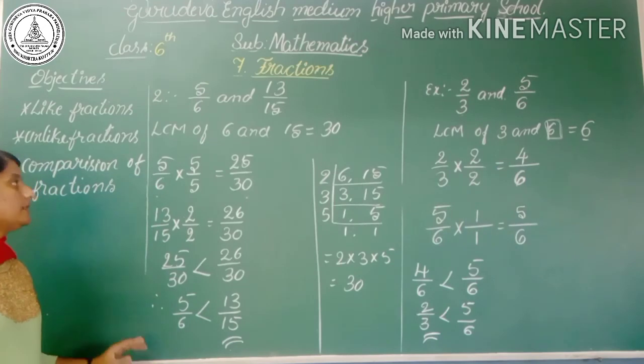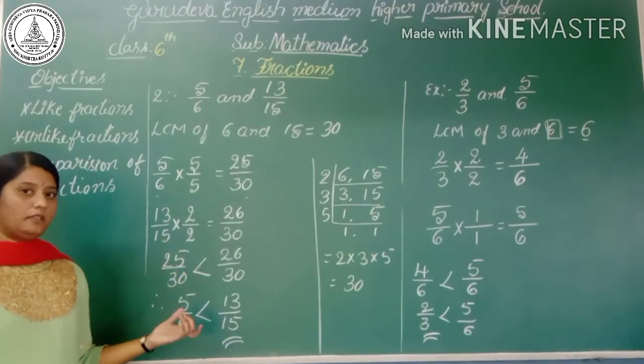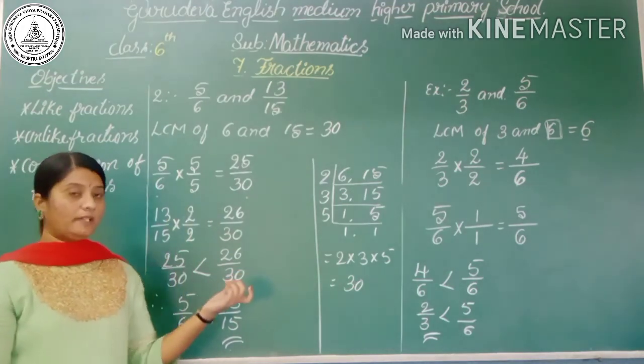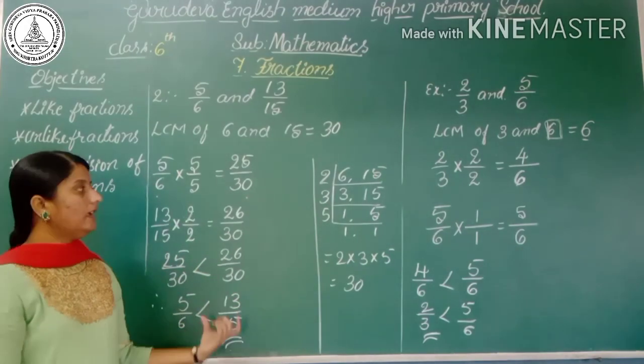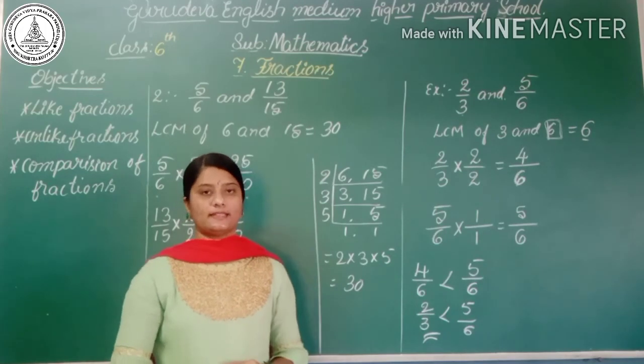Okay? Yes. So like this we have to compare like fractions having the same denominator, like fractions having the same numerator, and unlike fractions having different numerators and denominators. Okay? Yes. In the next class we are going to do exercise 7.2.